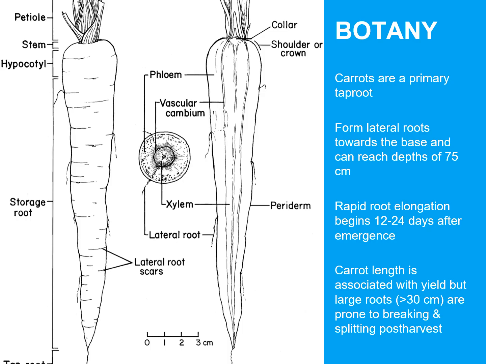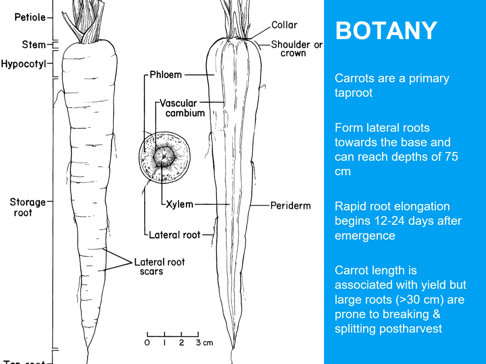So in terms of the anatomy of the carrot root, carrots are a primary taproot structure, and they have alternating layers of different tissues, starting with the skin on the outside, then going into a phloem layer, and then a vascular cambium layer, and xylem in the center of the root. So they form lateral roots towards the base and tip of the main taproot, but periods of drought can encourage the growth of root hairs from the side of the main taproot. The root itself can reach depths of about 75 centimeters, so they can be quite deep rooting.